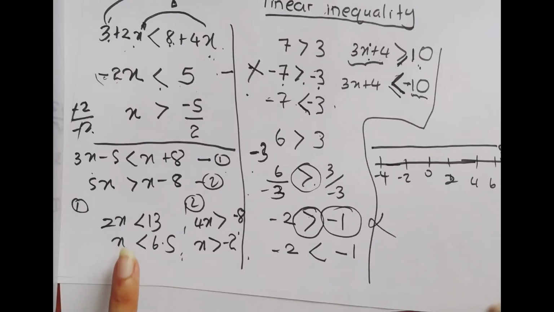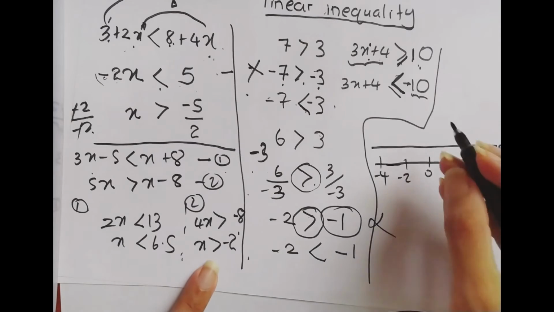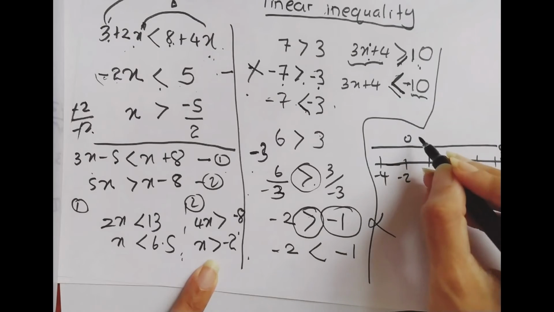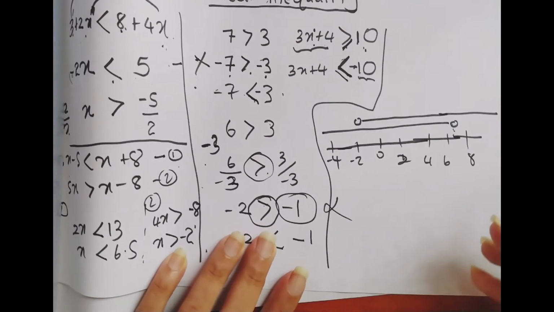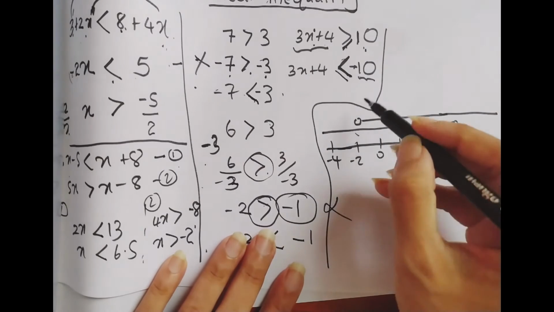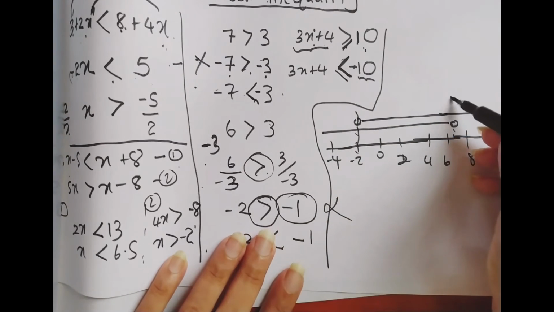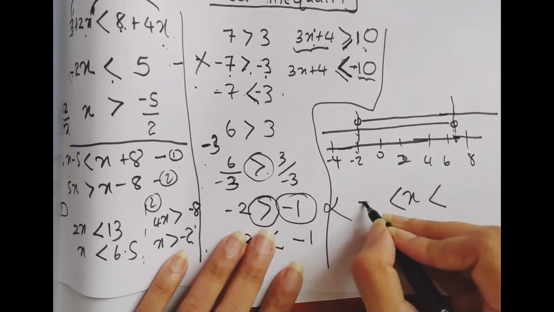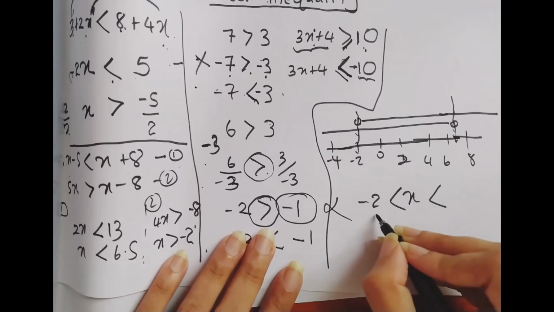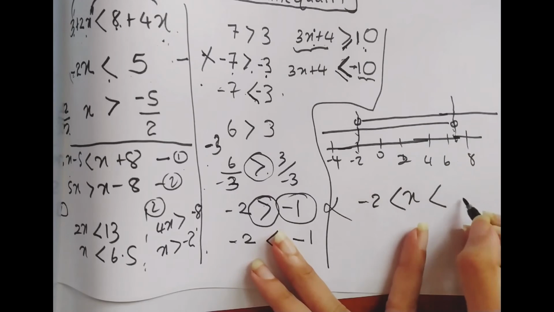As well as the same x should be greater than minus 2. So that means it is this side. Now what is the common? So if I draw like this, what is the common section between this and this? So then you can say x should be greater than minus 2 and it should be less than 6.5.